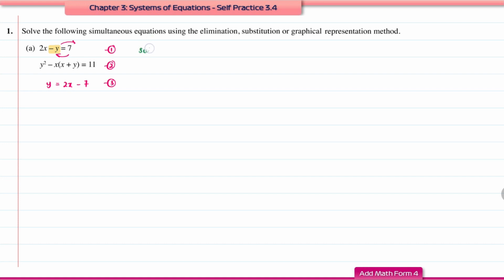So next, I'm going to substitute equation 3 into equation 2. So you're going to get 2x minus 7 squared, and replace the y with 2x minus 7. For this part, we're going to expand it. So 2x, when you square it, you're going to have 4x squared. And when this 2x multiplies this negative 7, you're going to have negative 14. Double it, you're going to have negative 28x plus 49. And I'm going to solve this first.